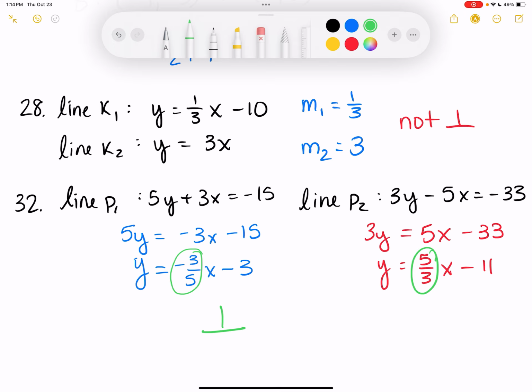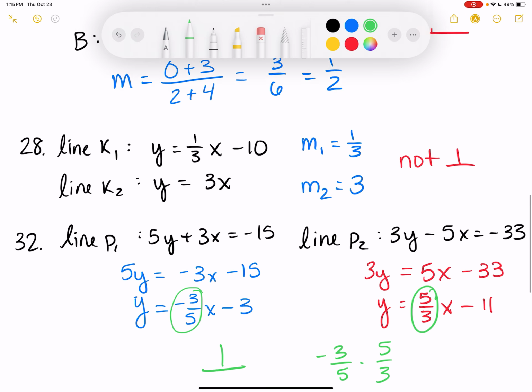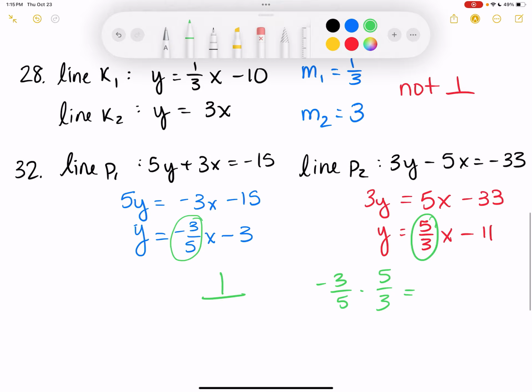What has to be negative for it to be perpendicular? They have to have opposite signs. Because if you multiply them by each other, like negative 3 over 5 times 5 over 3, that cancels and is equal to negative 1. Oh, okay.